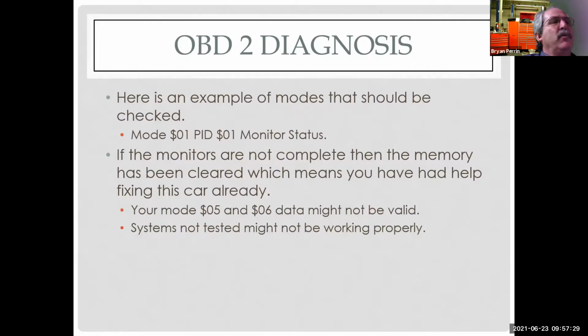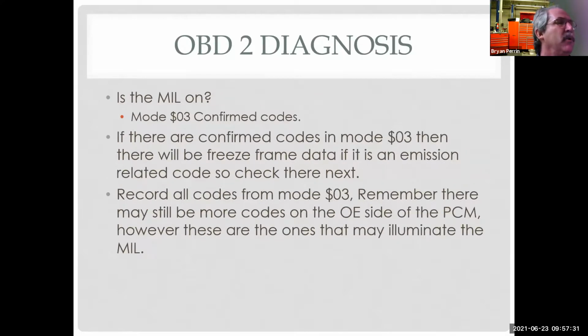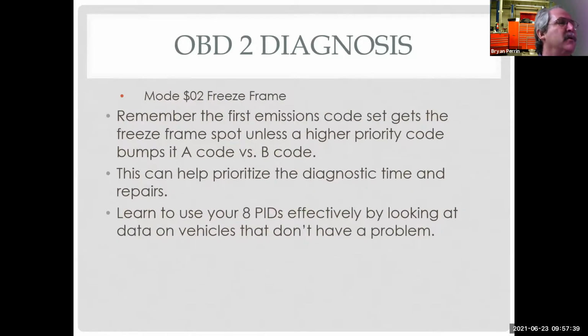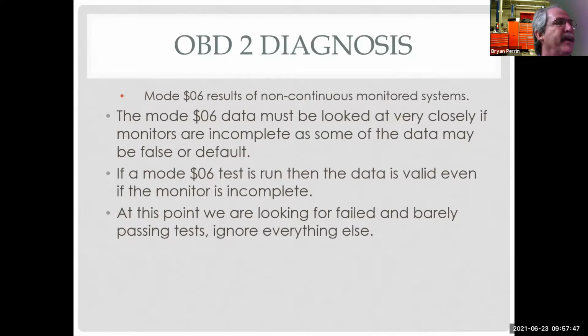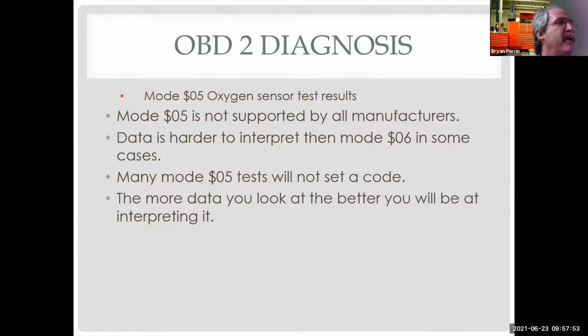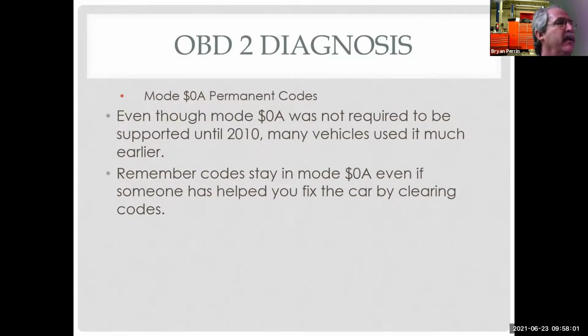So a lot of this is just walking through. Is the MIL on? Mode 3, confirmed codes. Record all the codes. Even if the MIL's not on, we still want to look in mode 3. Then if I have codes in mode 3, freeze frame is next, and we talk about this a bit. Then mode 7, pending codes. Based on that information, maybe I'm going to get into mode 6. Hail Mary, I may need to get to mode 5 if I haven't found anything, on some of these early vehicles, especially some of the Asian imports. And then don't forget about mode 0A on 2010 and newer cars. So it's just a catch-all to not forget things.